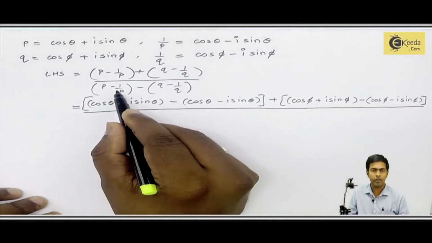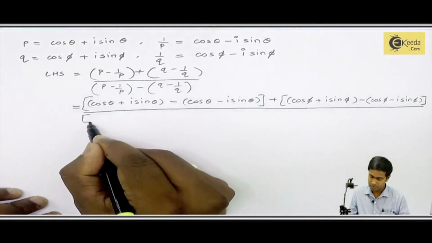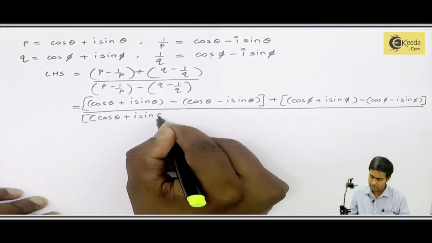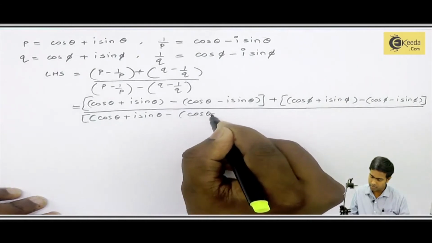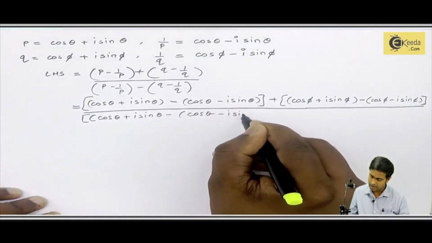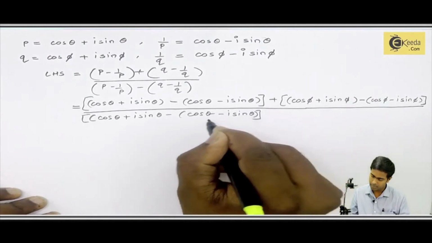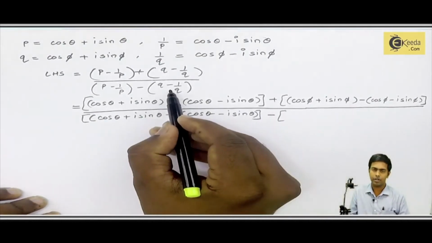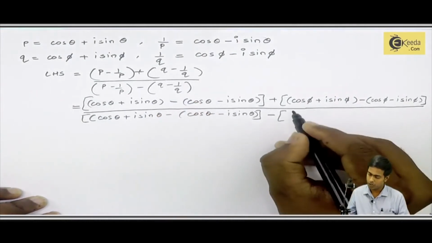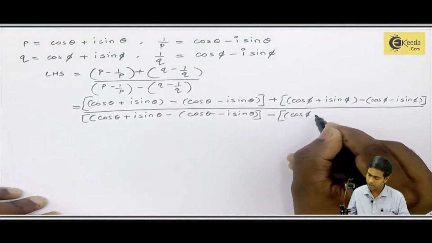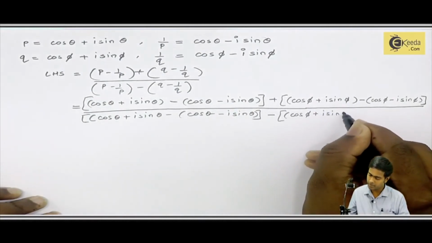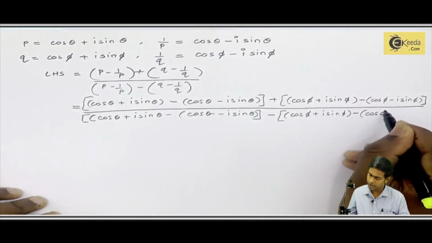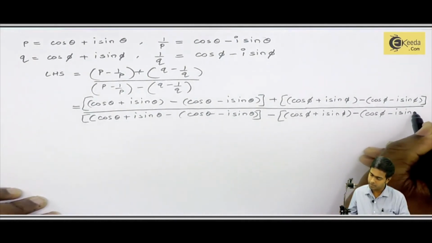Now in the denominator we will get the same term. So cos theta plus i sin theta minus (cos theta minus i sin theta). Similarly, we will get the same term as the numerator over here. So it will become cos phi plus i sin phi minus (cos phi minus i sin phi).